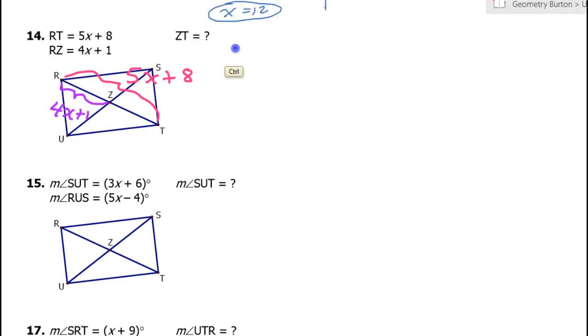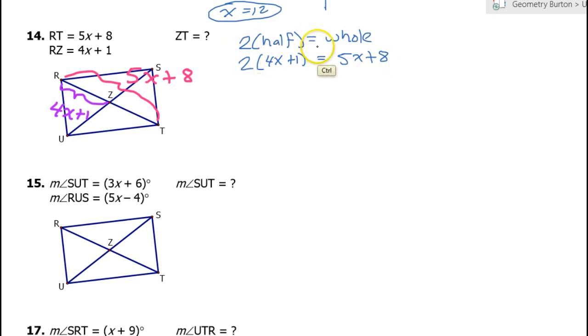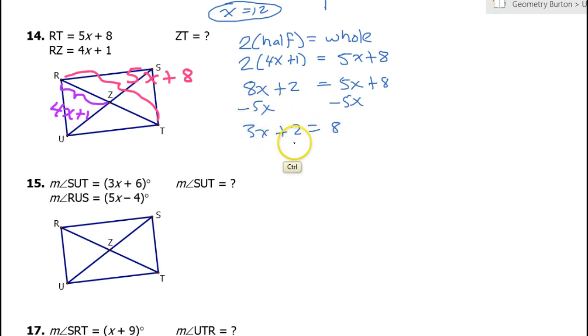So here's what we're going to use. Hopefully it makes sense if I say 2 halves equal a whole. Well, this is the half and this is the whole. So 2 halves equal the whole. That's how you set it up. If I do the distributive property here, I'm going to have 8x plus 2 is equal to 5x plus 8. Subtract that 5x from both sides. I have 3x plus 2 is equal to 8. Subtract 2 from both sides. I get 3x is equal to 6. Divide by 3. I get x is equal to 2.